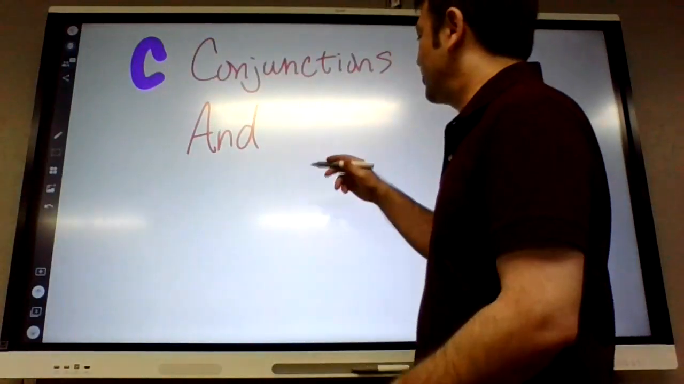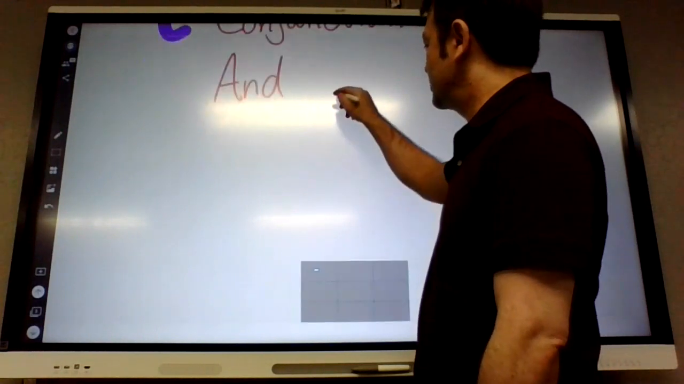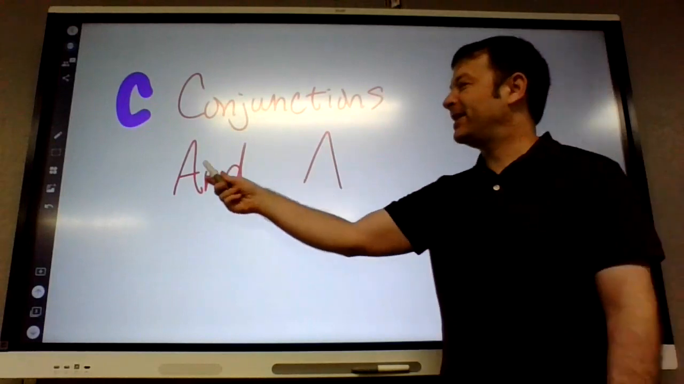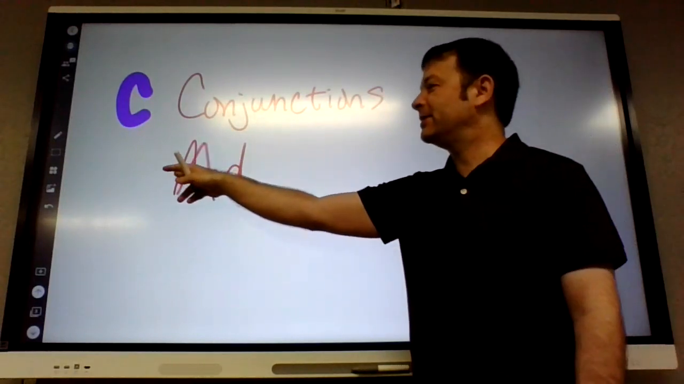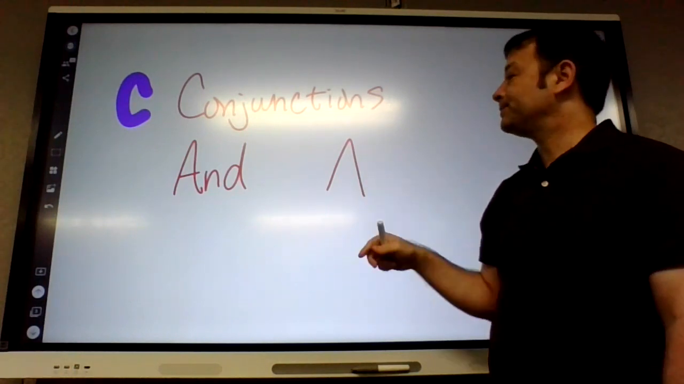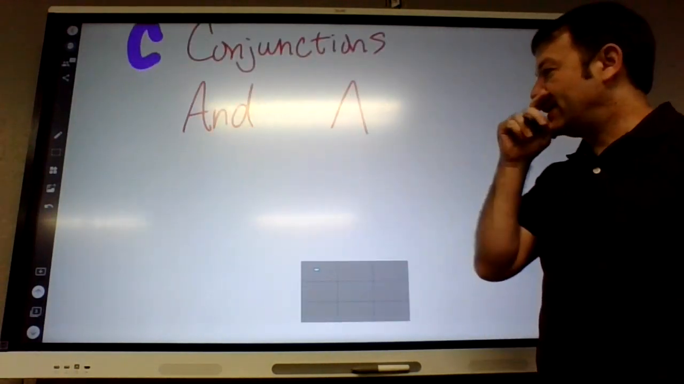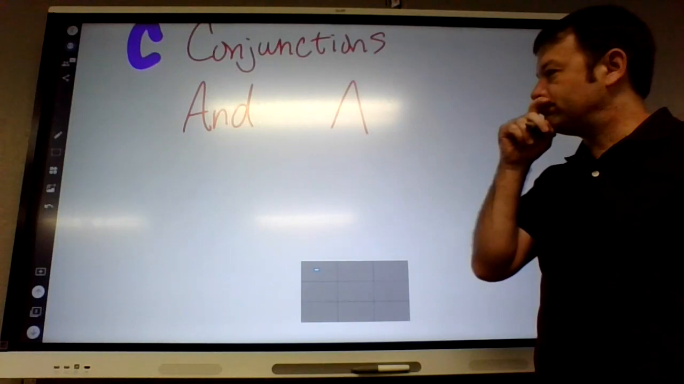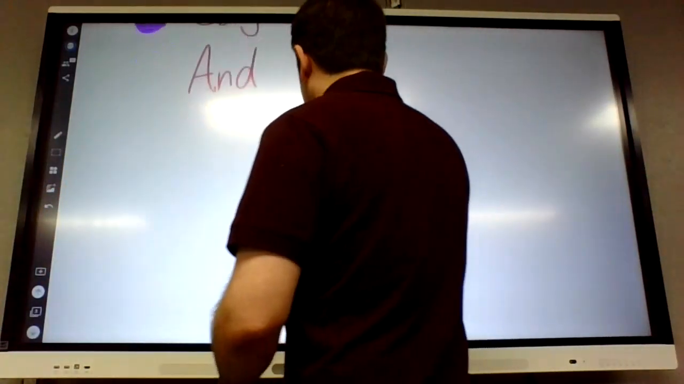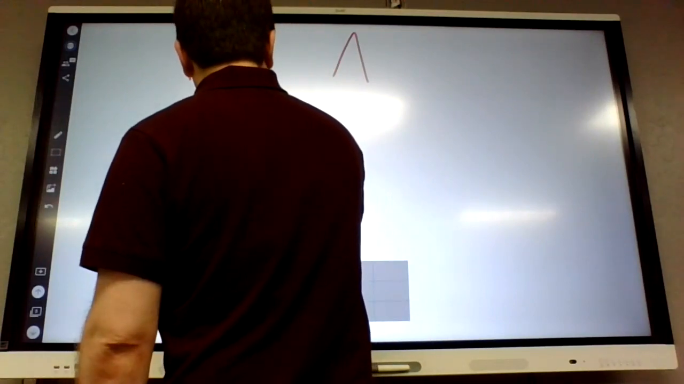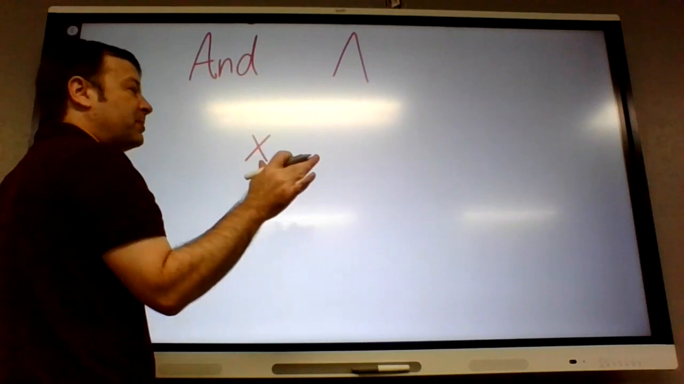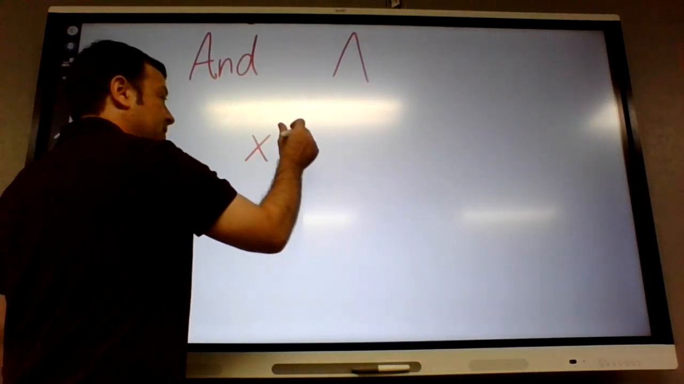The symbol for conjunctions looks like this. It kind of looks like an A, but this is the symbol for it. Let's start with, there's kind of three cases that could happen today. We're still talking about inequalities, by the way. This is still the inequality chapter.